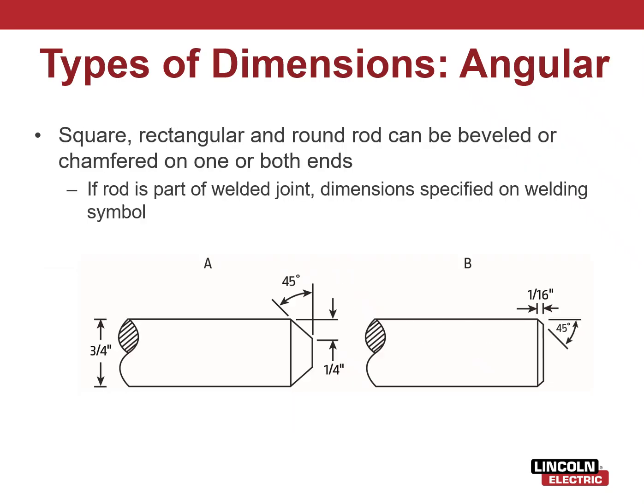Okay, so talking about rod, that's stock, not tubing or pipe. That's solid rod. So square, rectangular, and round rod can be beveled or chamfered on both sides. That's going to be denoted on the welding symbol. Not in the drawing, not on the print, but on the welding symbol specifically, if it's going to have a chamfer or a bevel on it.